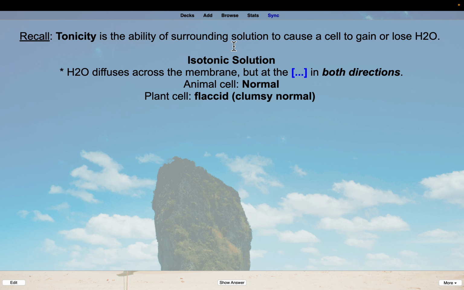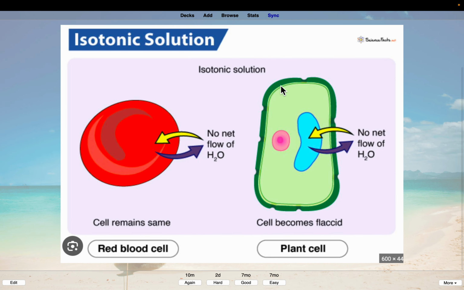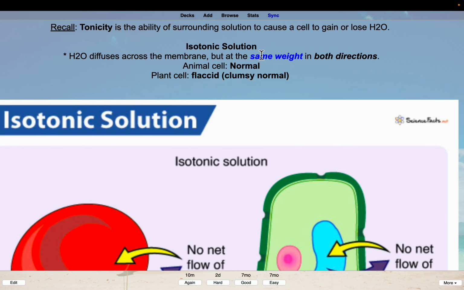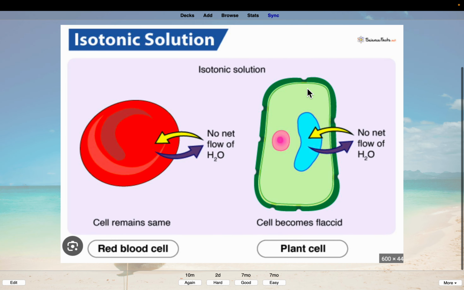So again, tonicity: the ability of a surrounding solution to cause a cell to gain or lose water. In an isotonic solution, water diffuses across the membrane, but at the same rate in both directions. So in a certain sense, there is a balance in the proportion of solute and solvent. For animal cells, they are normal. For a plant cell, they are flaccid. Basically, in other words, limp versus normal. So there is no net flow of water.